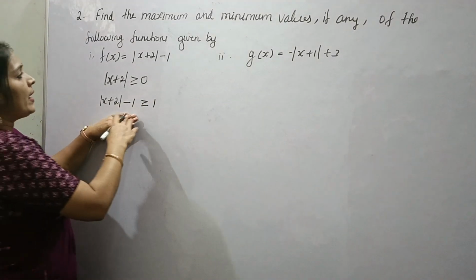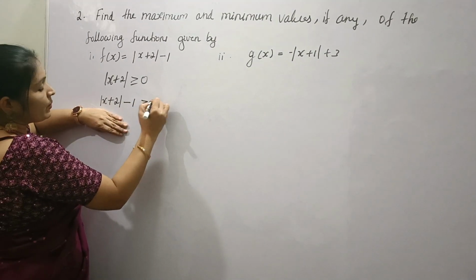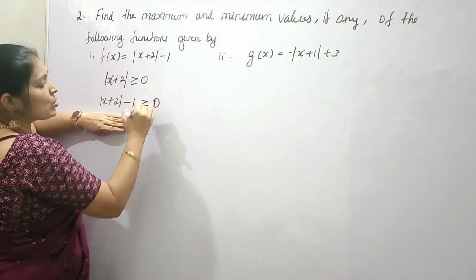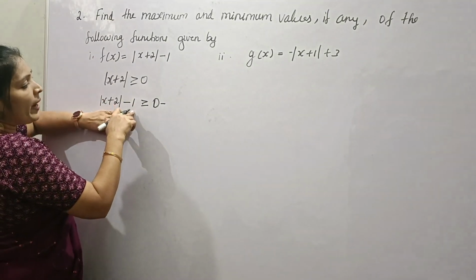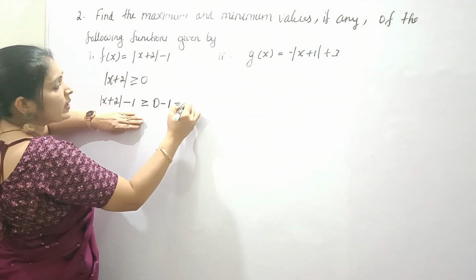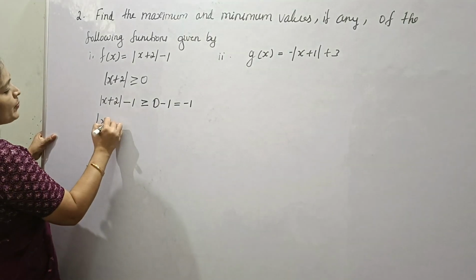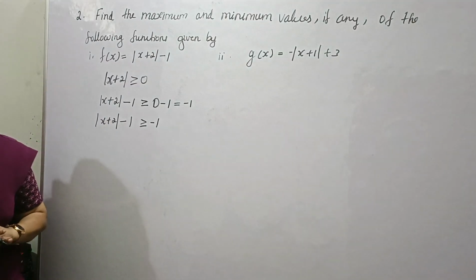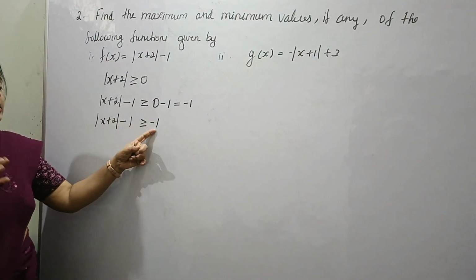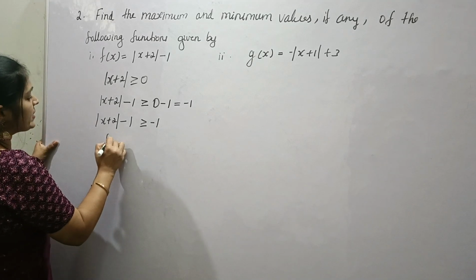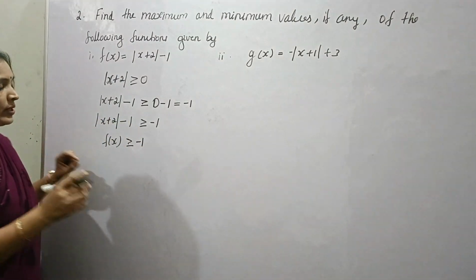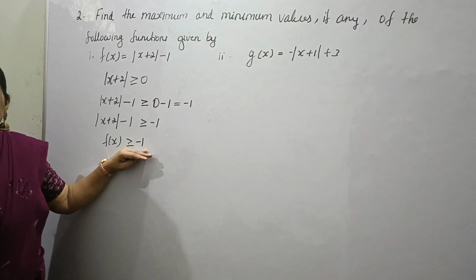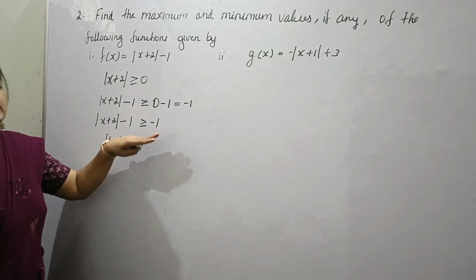That implies modulus x plus 2 minus 1 is greater than or equal to minus 1. Because see, modulus x plus 2 is greater than or equal to 0, so modulus x plus 2 minus 1 is greater than or equal to 0 minus 1, that is minus 1. So modulus x plus 2 minus 1 is greater than or equal to minus 1. Here the value of the function f of x is greater than or equal to minus 1. That means the least value of the function is nothing but minus 1. That means the minimum value of the function is minus 1.